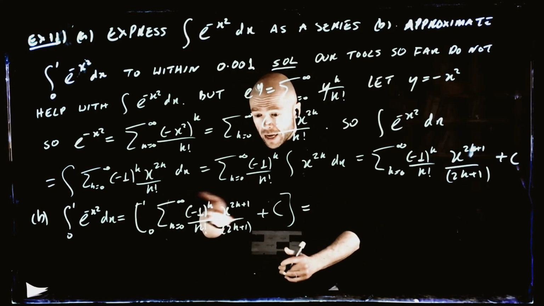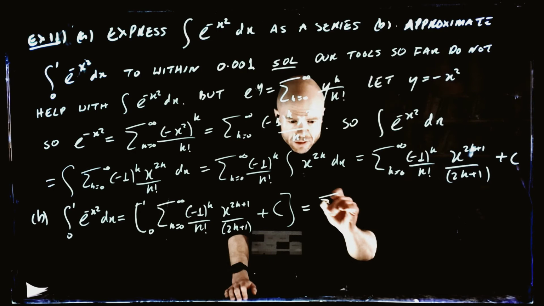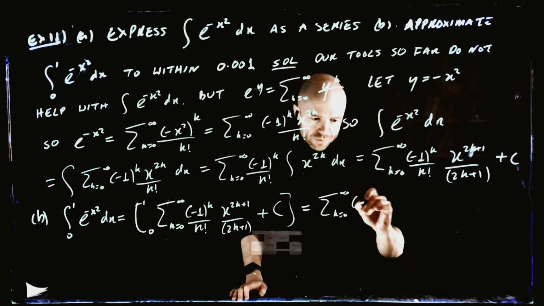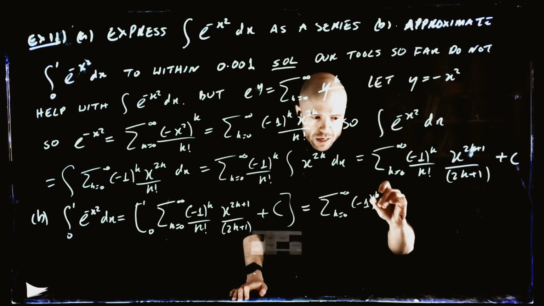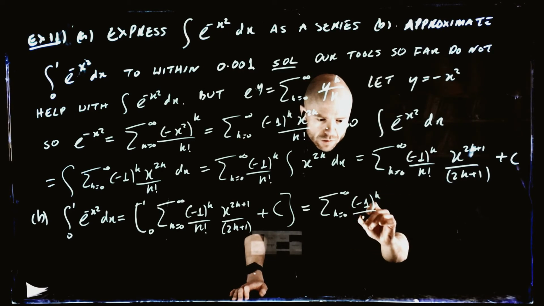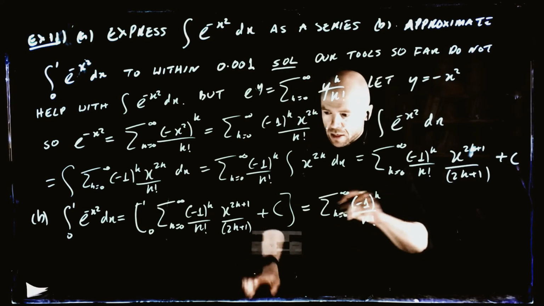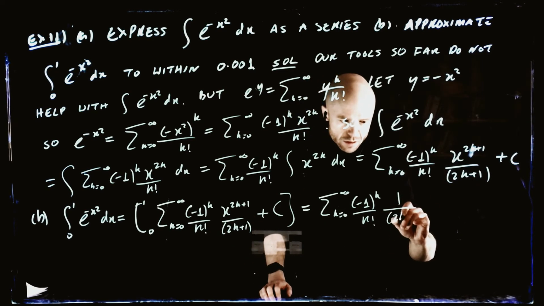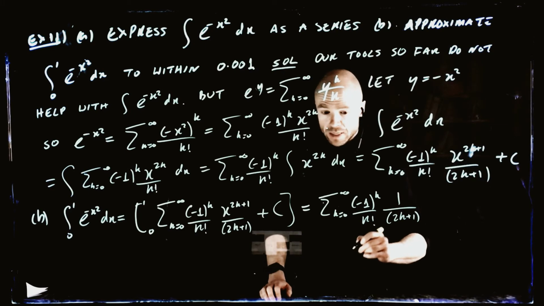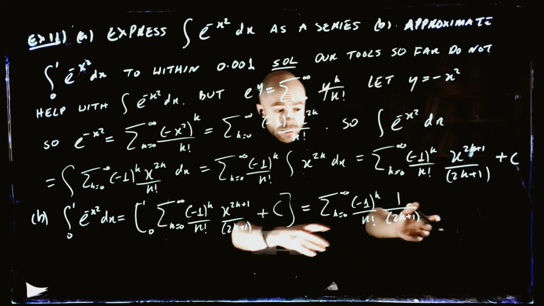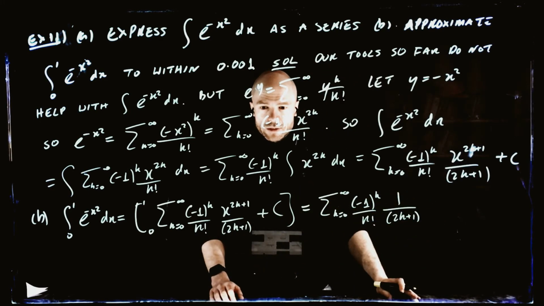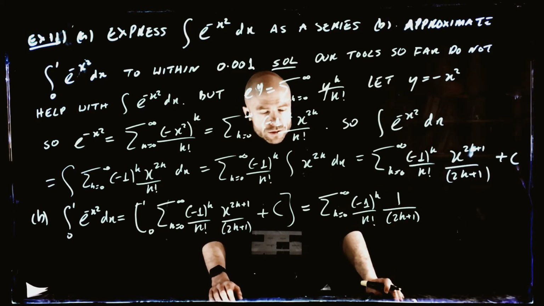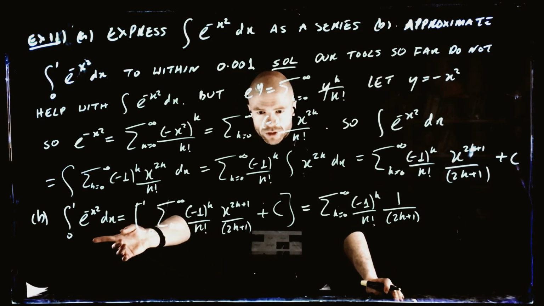So sticking in x equals 1, what we'll have is the sum from k equals 0 to infinity of minus 1 to the k over k factorial. And then just x equals 1, this will just be 1 over 2k plus 1. And that's it. And then this is an explicit series, right? This is an explicit series. So this thing is the answer to this definite integral.